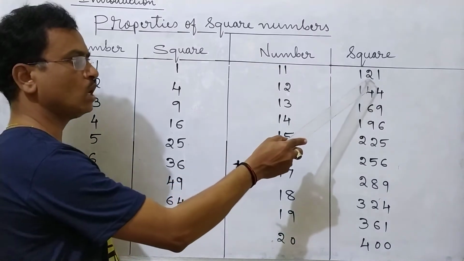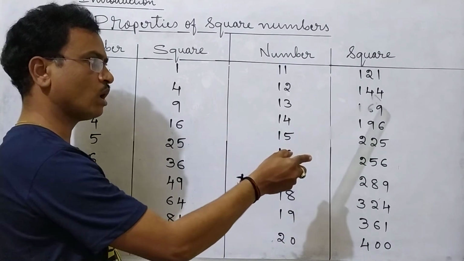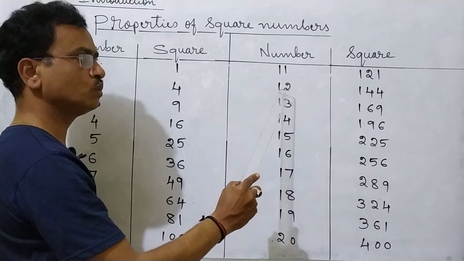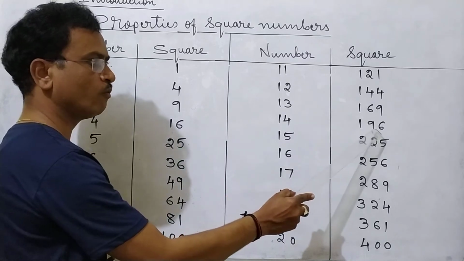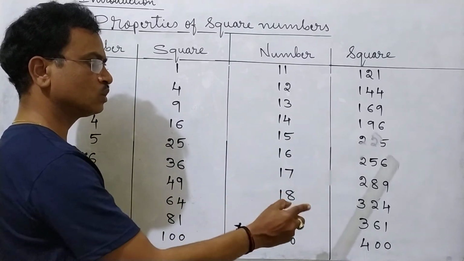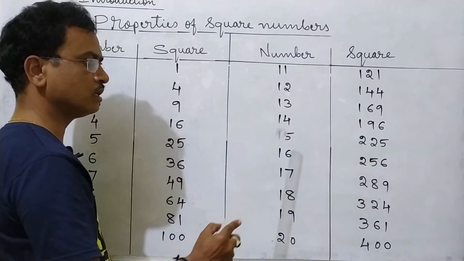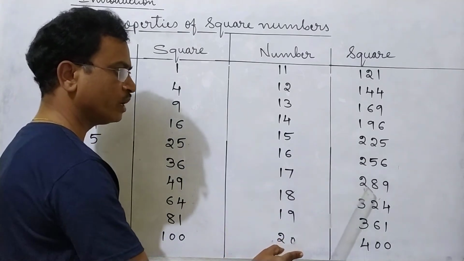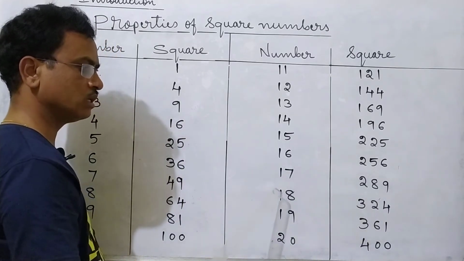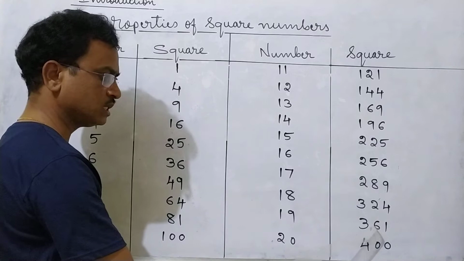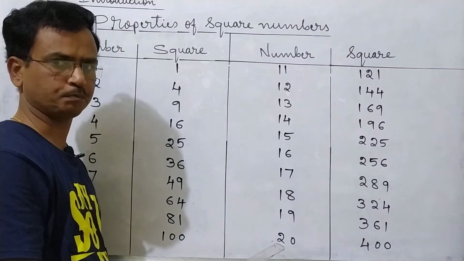Similarly this side, square root of 121 is equal to 11. Square root of 144 is equal to 12. Square root of 169 is equal to 13. Square root of 196 is equal to 14. Square root of 225 is equal to 15. Square root of 256 is equal to 16. Square root of 289 is equal to 17. Square root of 324 is equal to 18. Square root of 361 is equal to 19. Square root of 400 is equal to 20.